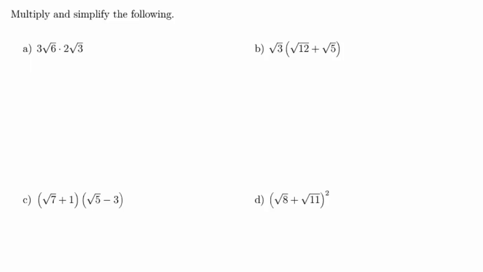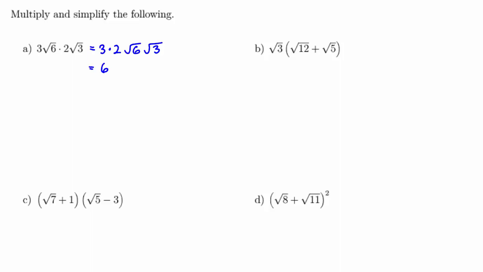So the first thing we can do is use the commutative property of multiplication and turn this into 3 times 2 times the square root of 6 times the square root of 3. And the reason that I've used that commutative property of multiplication to reorder that is so that I can multiply the integers and then work with using the multiplicative property for square roots to simplify that square root 6 times square root 3. So 3 times 2 is simply going to give me 6.